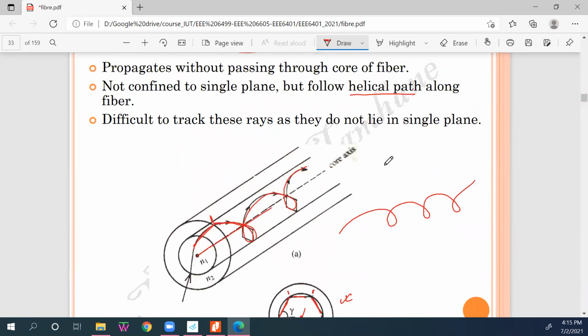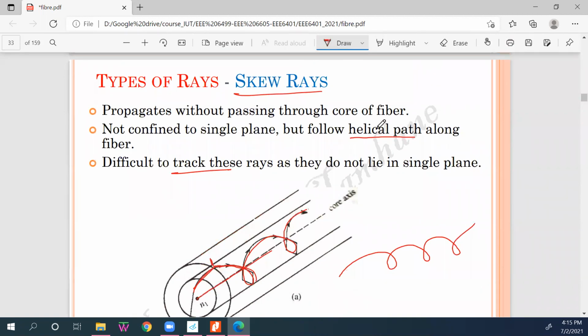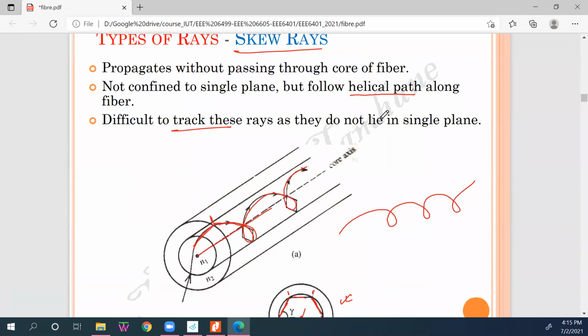Then we call it a skew ray. The only reason is that it is difficult to track. Sometimes, for example for security purposes, you may transmit the light along a skew ray instead of a straight path.